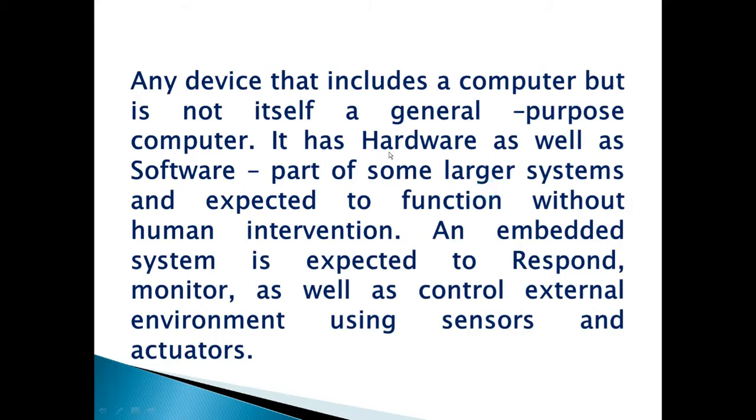Today, we are going to discuss the characteristics of embedded systems and embedded software. Let us start with a small definition. Any device that includes a computer but is not itself a general purpose computer. It has hardware as well as software, is part of some larger system, and is expected to function without human intervention. An embedded system is expected to respond to, monitor, and control the external environment using sensors and actuators.